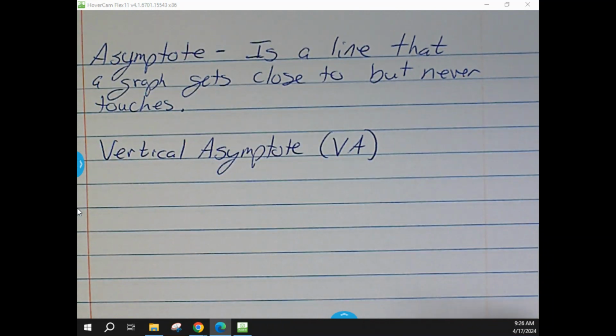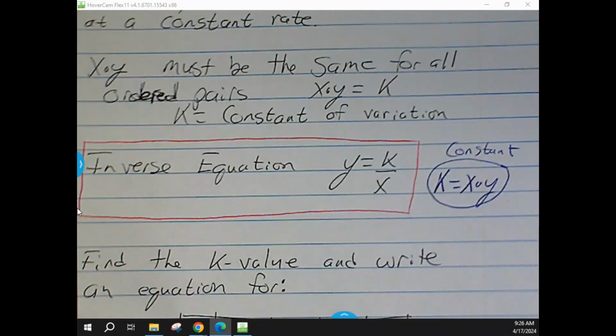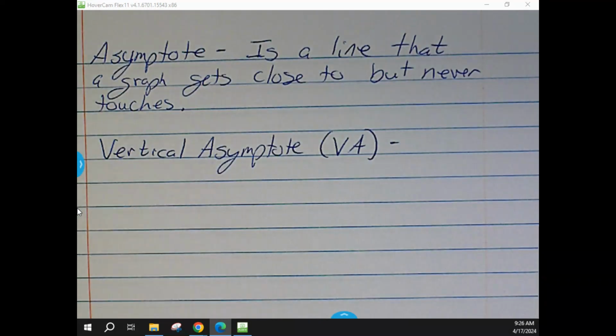When we start looking at these things, because we're going back to inverse variation and keeping in mind that we're working with inverse variations, a vertical asymptote is where the denominator is going to equal 0.